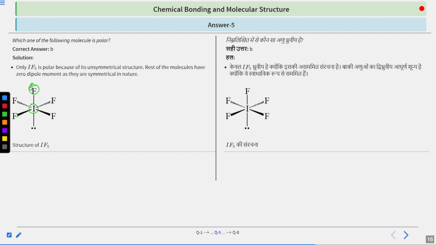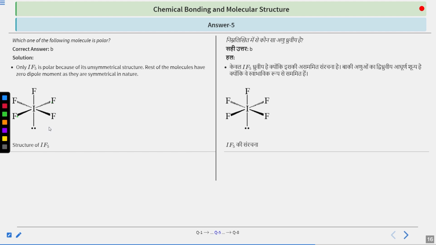Now if you talk about SbF5, that is trigonal bipyramidal, so again each of the dipoles will cancel out, and the same goes for CF4. So for all of these three, that is XeF4, SbF5, and CF4, the dipole moment is cancelled out, and they are non-polar. Whereas for this one, the dipole moment is there, so it is polar in nature.